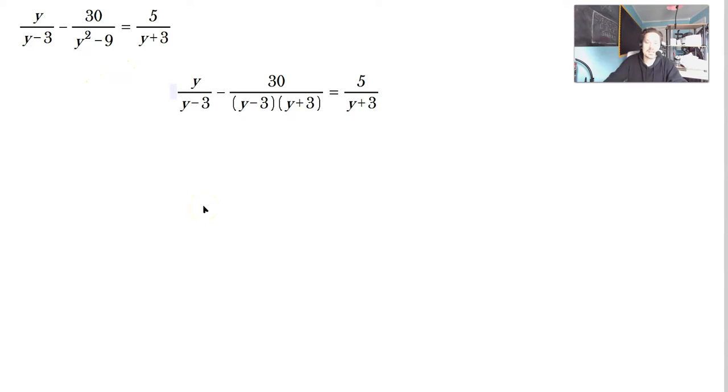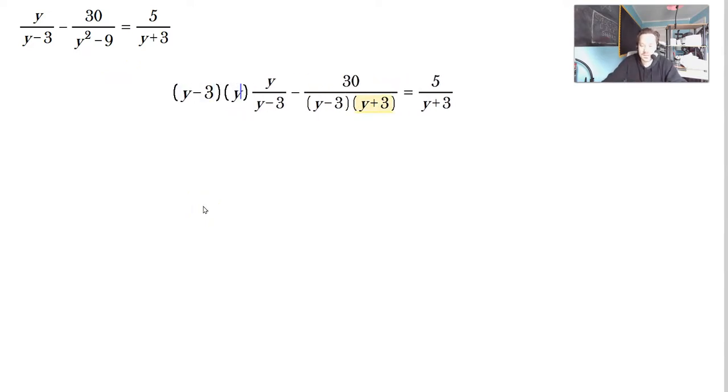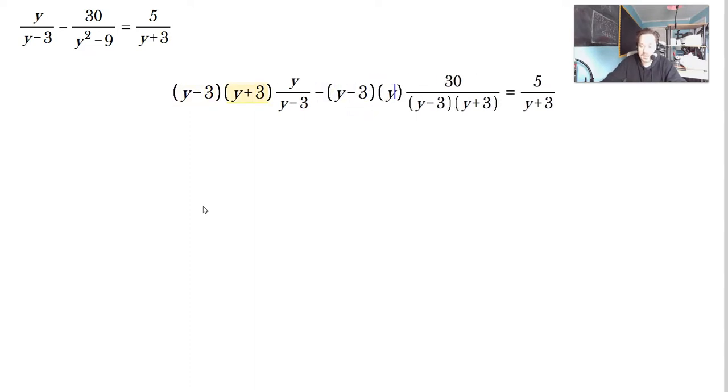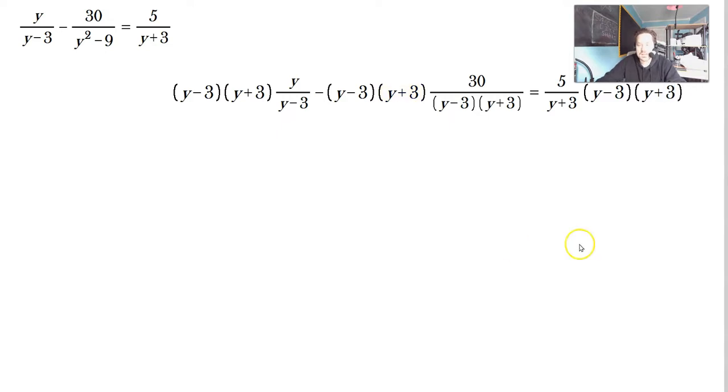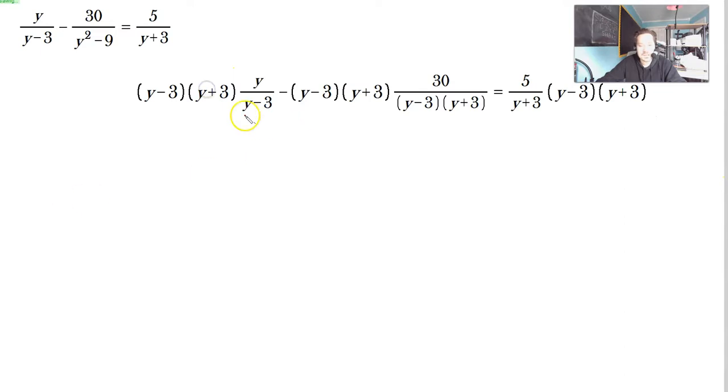You're going to do that to every single term. It's going to be y minus 3 and then y plus 3. For this one, it's going to be the same thing, y minus 3 and then y plus 3. And for the one on the right side, again, the same thing. This is always the longest step, so y minus 3 and then y plus 3. Some people skip writing this step down, and that's okay, but then they make mistakes.